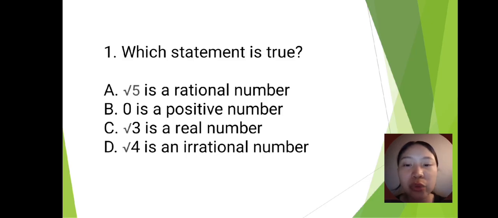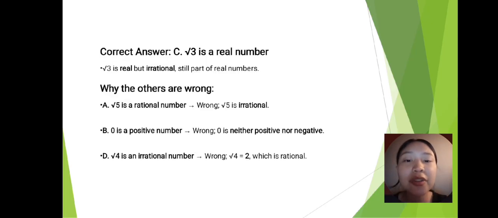Specialization, major in mathematics. Let's have number 1. Which statement is true? A, square root of 5 is a rational number. B, 0 is a positive number. C, square root of 3 is a real number. Or letter D, square root of 4 is an irrational number. The correct answer is C.